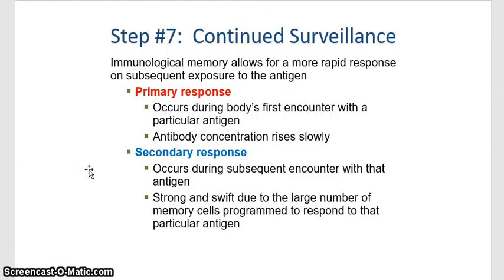So we have continued surveillance because of the memory system of our memory B cells and our memory T cells and the adaptive immune response. So this is where we will start next time. Thank you.